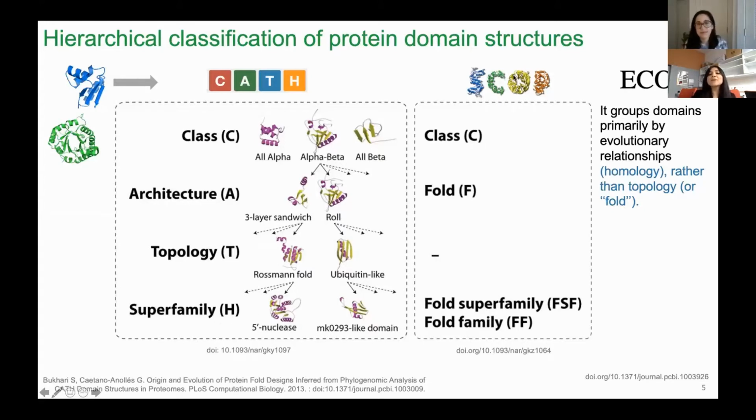The other very well-known database for classification of domains is SCOP. It's very similar to CAT, except that the SCOP classification doesn't have the topology level, so it doesn't take into account the connectivity of the domains. And there's a more recent database called ECOD, which, instead of taking into account the fold and the topology, uses homologous relationships.